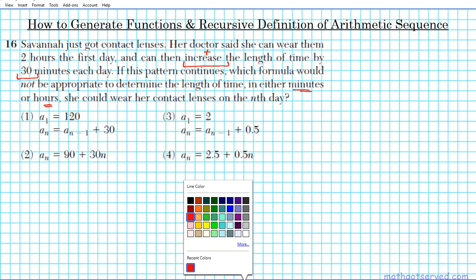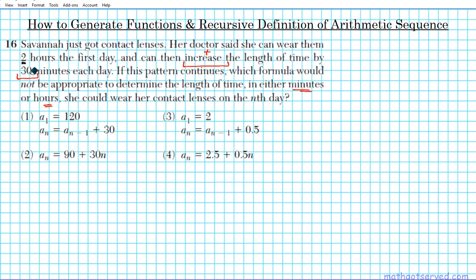Alright, so let's start with the minutes term first. She started with 2 hours the first day. So if she started with 2 hours the first day, that means the first term, A1, is going to be 2 hours, or in minutes, we know we have 60 minutes in an hour, so 2 hours is equivalent to 120 minutes. So the first term for her sequence is 2 hours or 120 minutes.